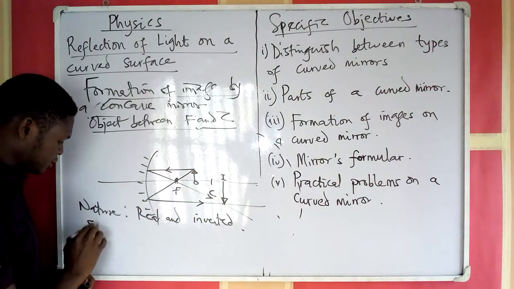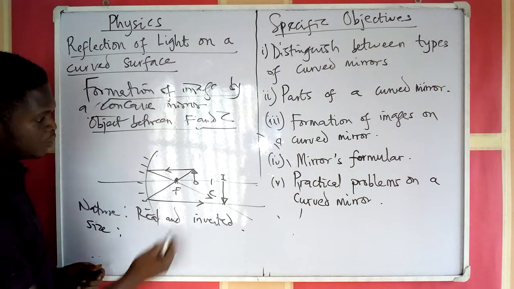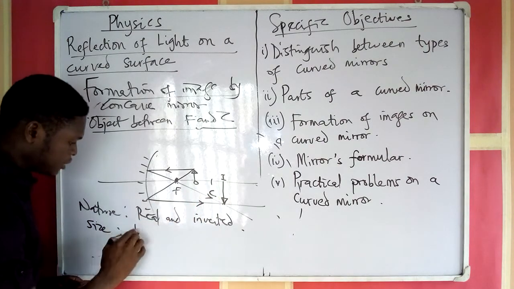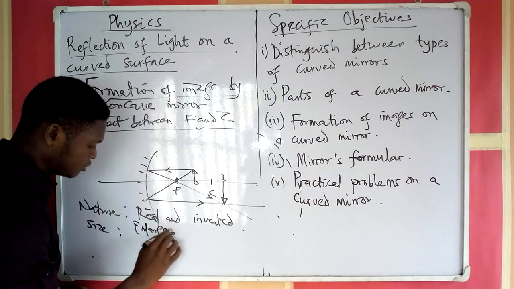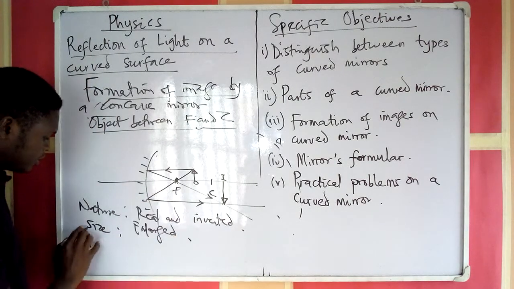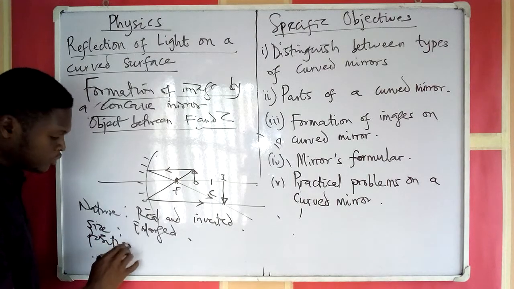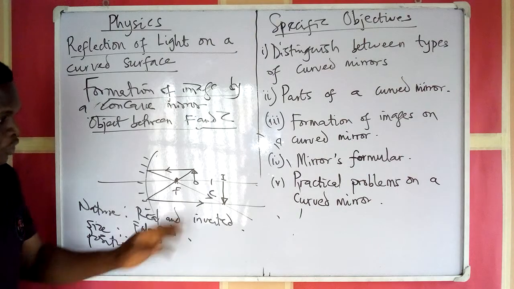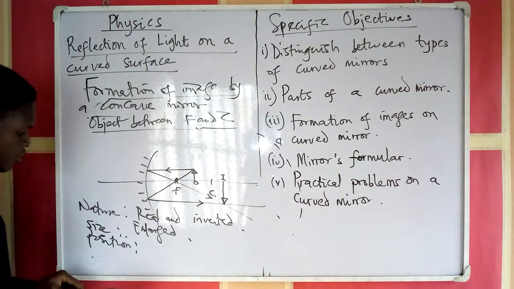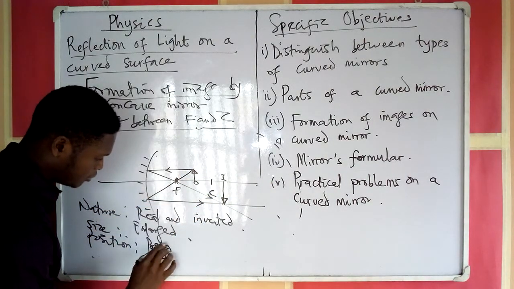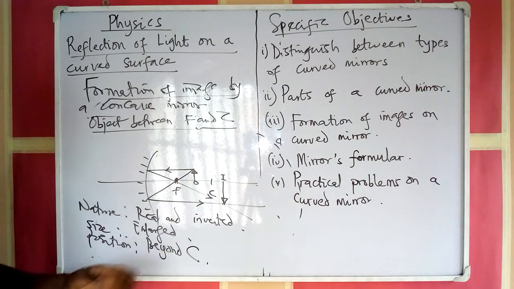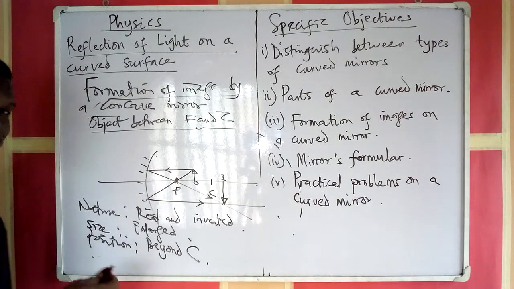Alright, so the next thing is the size. Looking at this and this, you see that this image is bigger than the object, right? So we say that it is enlarged. So finally, what's the position? The position is beyond C. Beyond C. That is the position. So you can pause the video and take the notes of this, so that we can now take the remaining two.